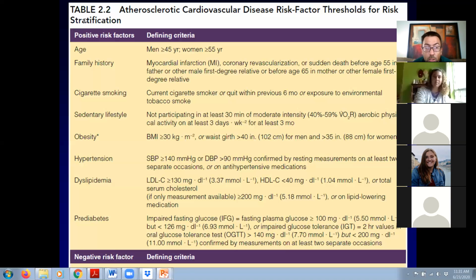But if you have an LDL level of greater than or equal to 130 milligrams of LDL per deciliter of blood, or an HDL level less than 40 milligrams per deciliter, or total serum cholesterol, which is LDL plus HDL, greater than or equal to 200, those are going to be considered risk factors. Or if you have a person that is taking a lipid lowering medication.